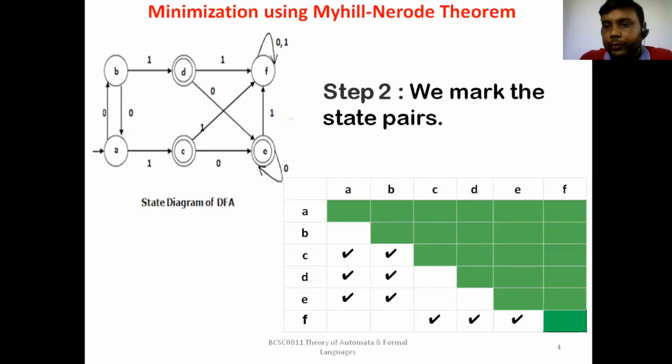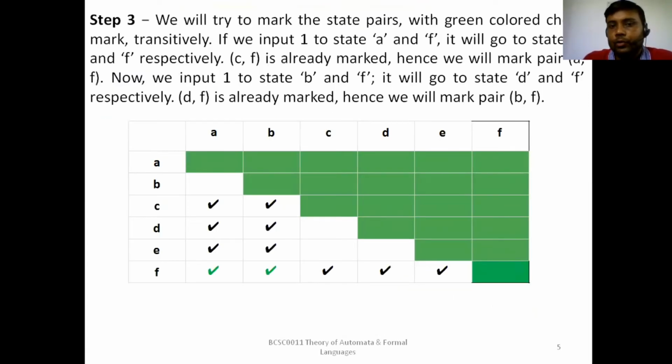So this is called step 2, where we have to mark the state pairs out of which one belongs to the set of final states and the other belongs to the set of non-final states. Now step 3 is to try to mark the state pairs. Here we are using this green color to represent the states which we mark following the principle of transitivity.